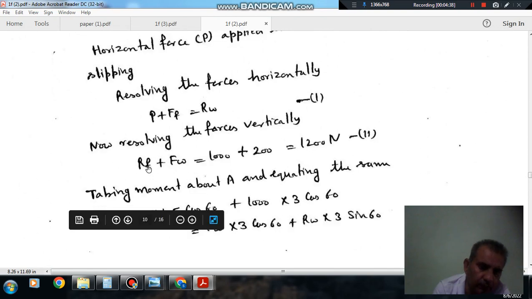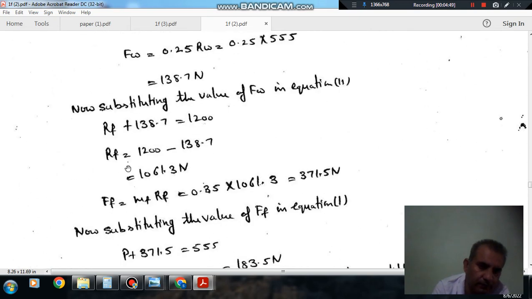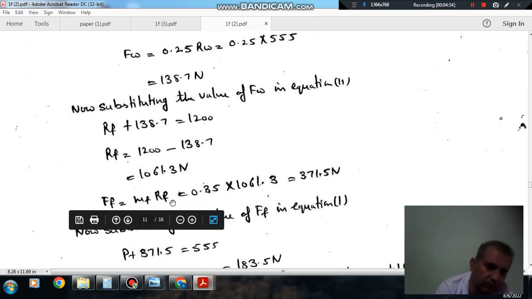Okay, so from this we can find out RF, and from the RF we have RW. Okay, from the RF we can find out FF. FF is your force of friction. Once we have found out RF, we have the force of friction, mu into RF.